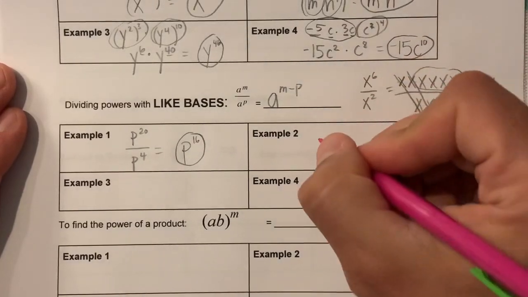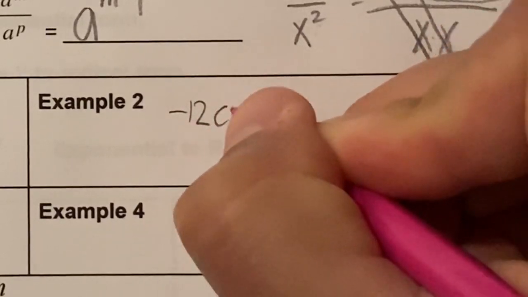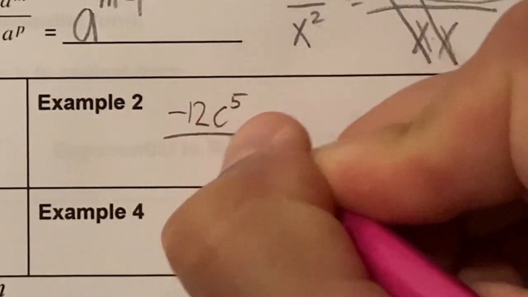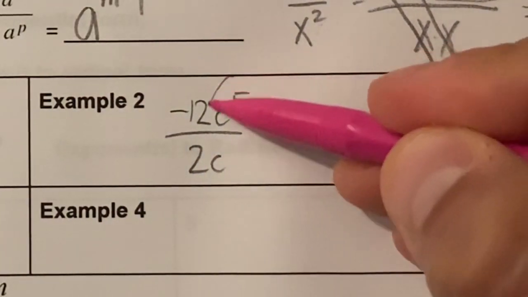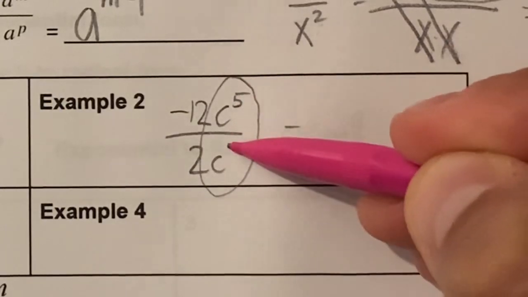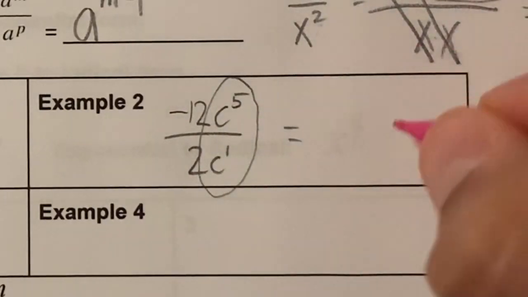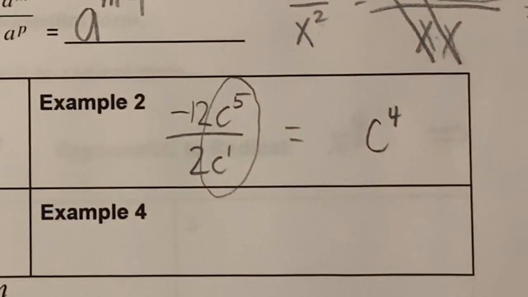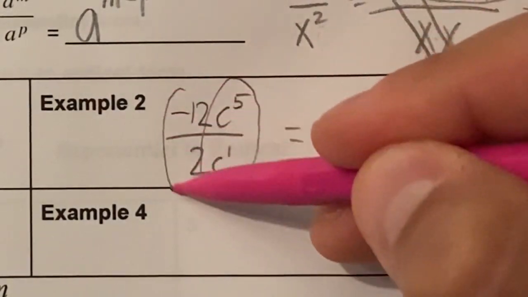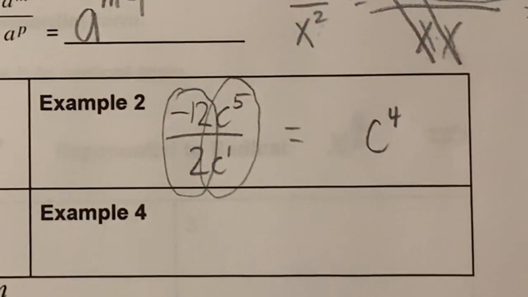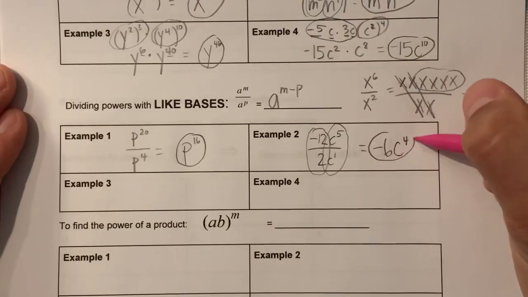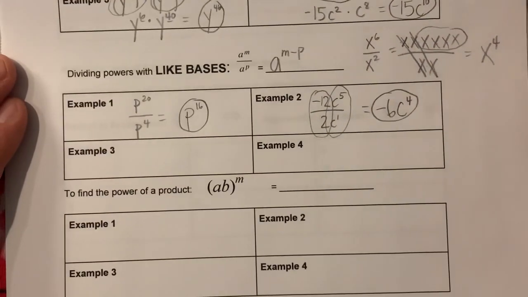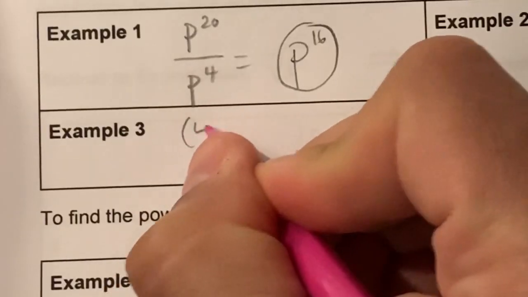Second example, I could have now coefficients out in the front. I could have negative 12c to the 5th over 2c. All right, let's do the powers first. Remember, a variable that's by itself really has a power of 1. So that's going to be 5 minus 1, which is 4. And my coefficients are not powers, but I can actually divide those. And negative 12 divided by 2 is going to be negative 6. Final answer.